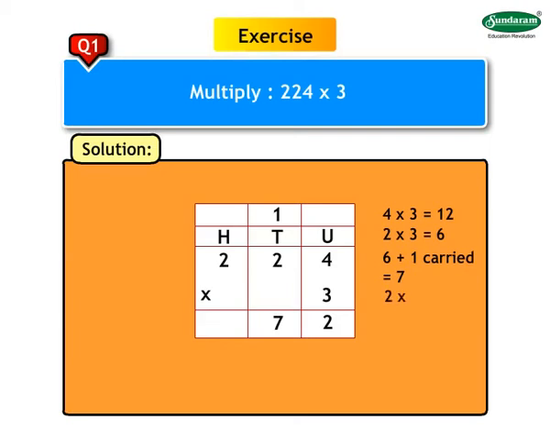Now, multiply 2 hundreds by 3. Write 6 in the hundreds place of the product. So, the product is 672. Hence, 224 multiplied by 3 is equal to 672.